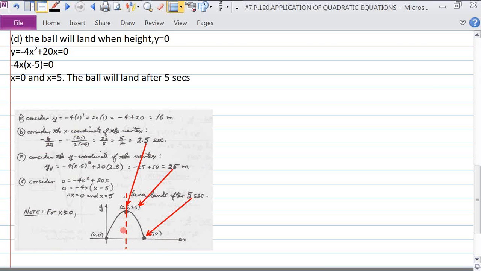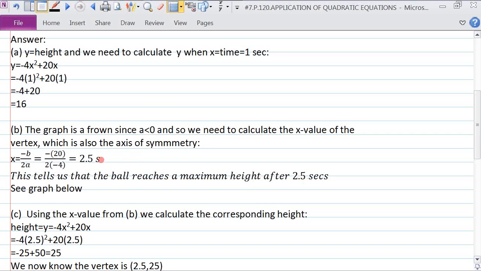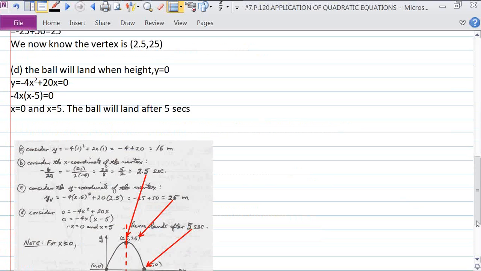So if we know the x value, we know the time, and if we know the y value, we know the height. So what we're going to do is calculate the x value for the axis of symmetry, minus b over 2a. And so we have minus 20, b is 20, over 2 times a, and a is minus 4. So this is minus 20 over minus 8, which is 20 over 8. You divide 8 into 20, you get 2.5 seconds. So after 2.5 seconds, the ball reaches the maximum height.